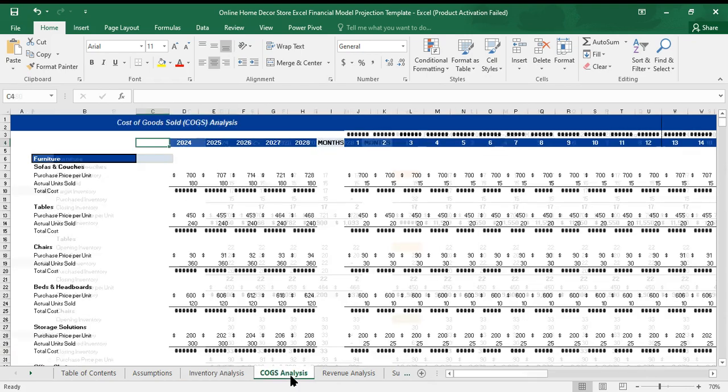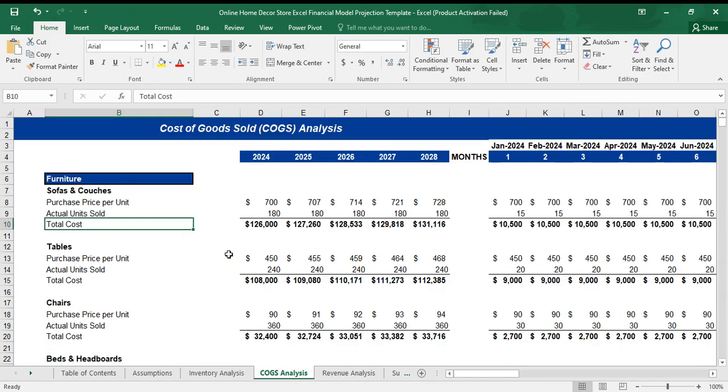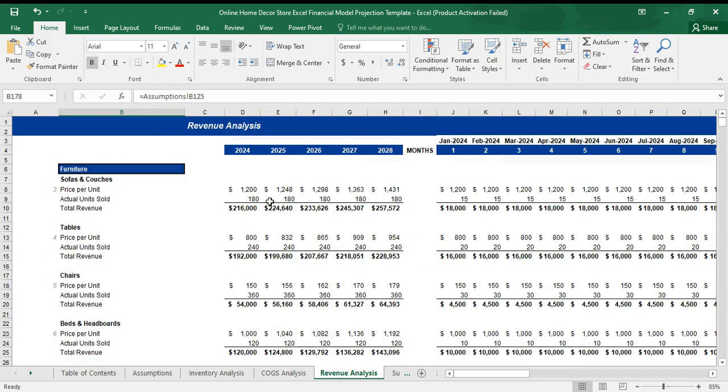Moving on to the next sheet, cost of goods sold. Here we have calculated the total cost being incurred on the production of or the purchase of each of these products. And then we have calculated a total figure of the cost of goods sold at the end of this sheet as well.